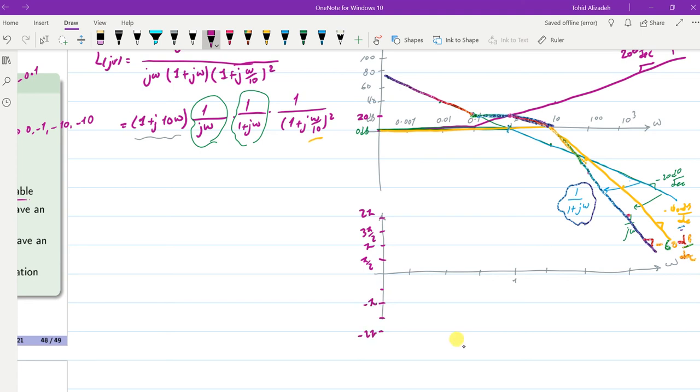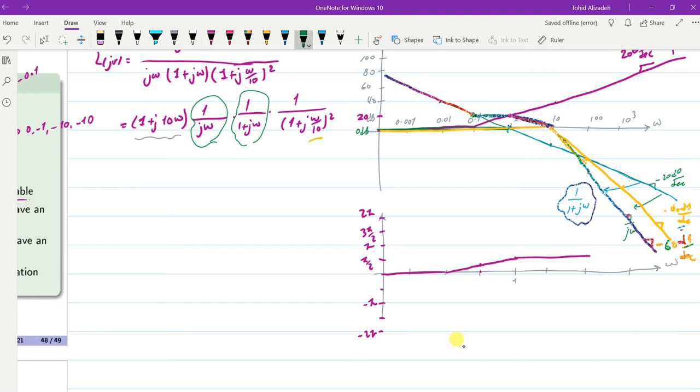For the 0 as the first component, we will have 0 degrees initially, or 0 radians. And at omega equal to 0.1, which is this point, we will have pi over 4. At omega equal to 1, we will have pi over 2, and then approximately it will remain as pi. So this will be the phase plot for the first component.